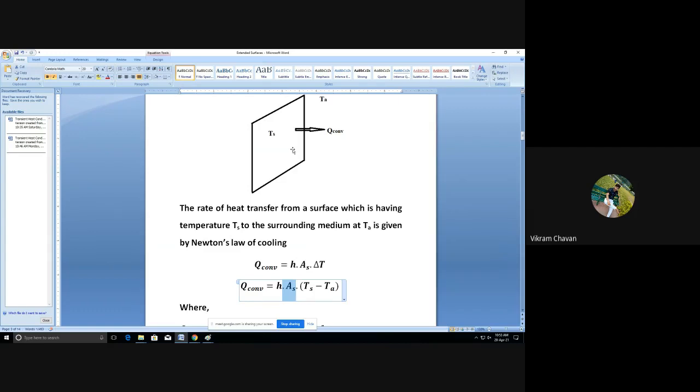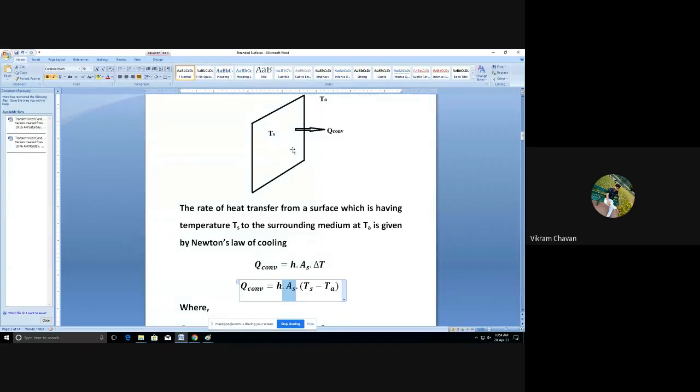So you have to consider aluminum, which has a thermal conductivity of near about 200, greater than 200, then copper, which has a thermal conductivity of near about 300. Such high thermal conductivity materials we have to attach to the base surfaces. By attaching this extra surface to the base surface, we are increasing the surface area available for heat transfer, and due to that the heat transfer rate will increase.